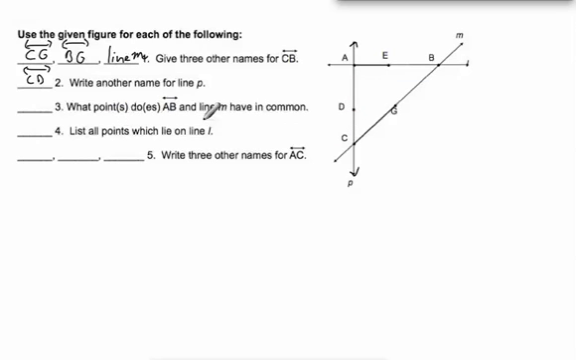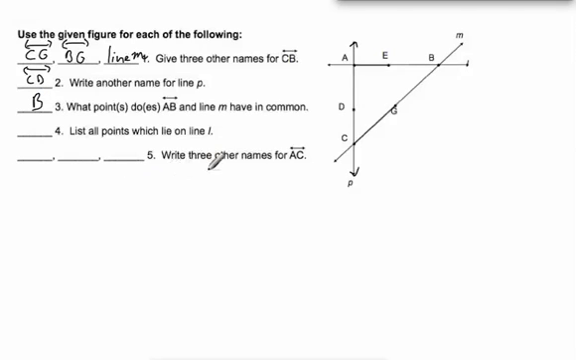What points do or does line AB and line M have in common? So first let's find line AB. Here's line AB, and then line M. Well, what point or points do they have in common? If 2 lines intersect, they only have 1 point in common. So their point in common is point B.